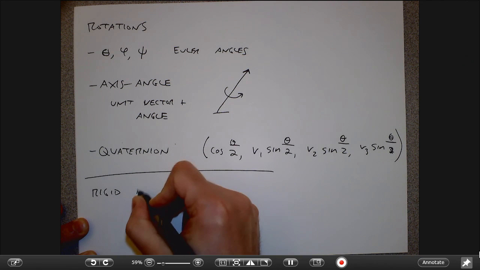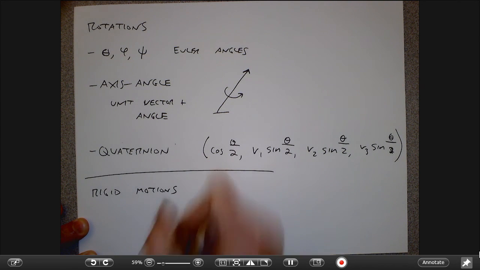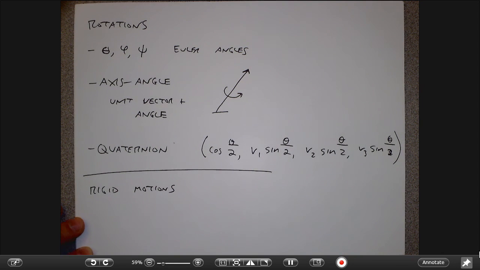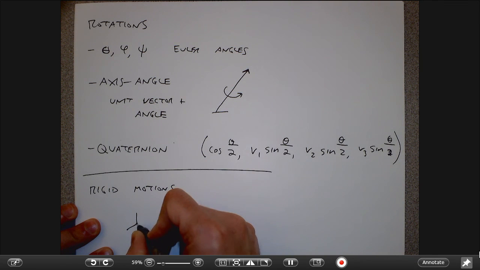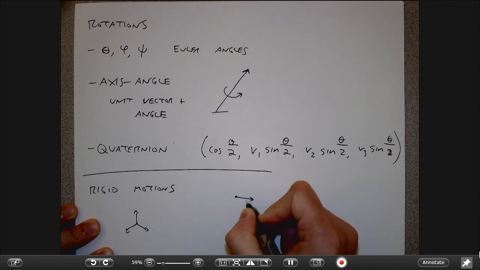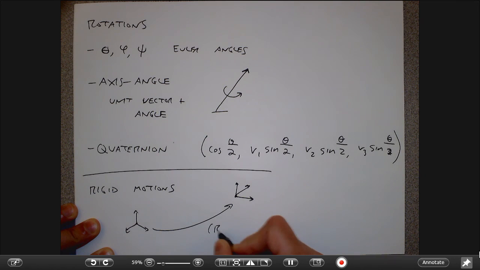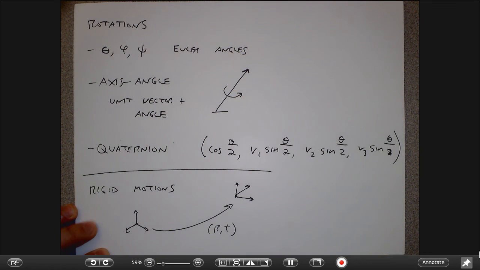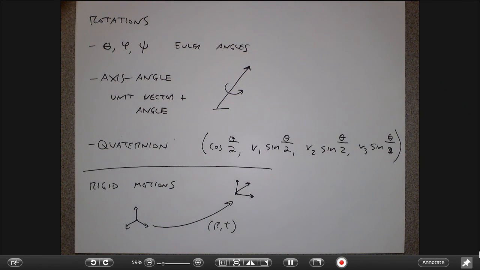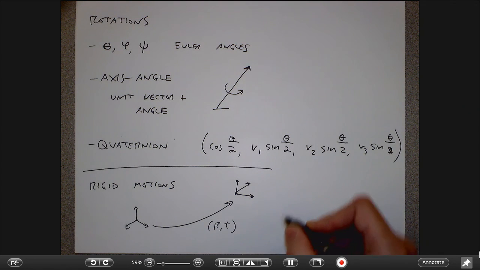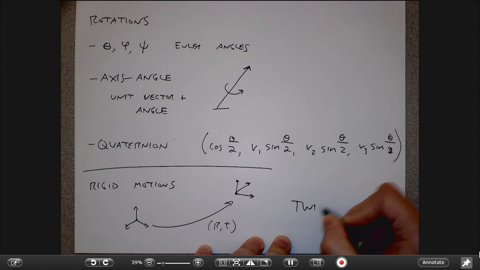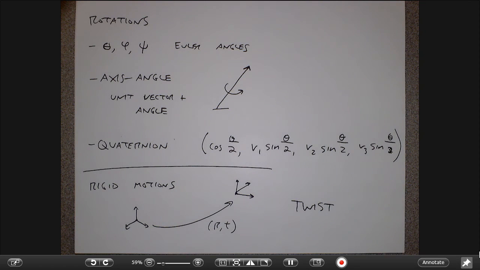Another thing you can use is rigid motions, because basically what I'm doing is changing a coordinate system from one position to some other position with a different orientation. There's a rotation matrix and a translation vector that characterizes this rigid motion. It turns out that you can represent this rigid motion using something called a twist.